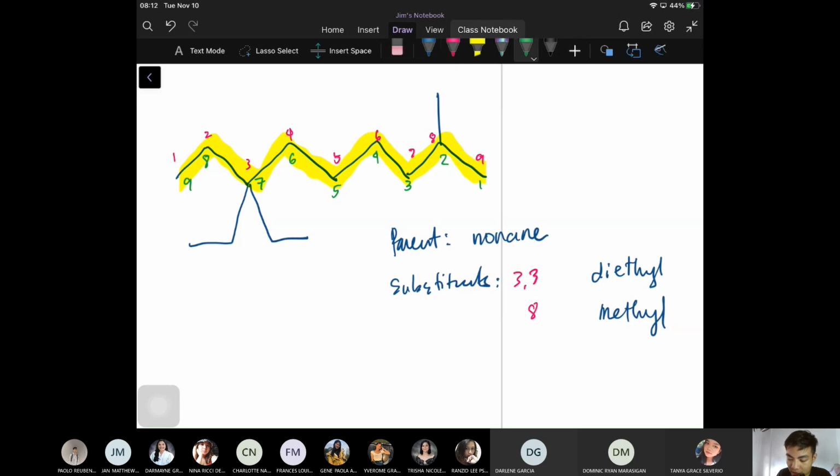So, that's the numbering kapag yan ay left to right. Pag right to left, that will be 2 for the methyl, 7, 7 for the diethyl. Sino yung pipiliin dito? The one with the lowest number. Okay? So, the lowest number here is 3. Dito ay 2. So, clearly, mananalo itong green. Okay? So, yun yung kailangan natin tandaan na it is the lowest number that will be prioritized.